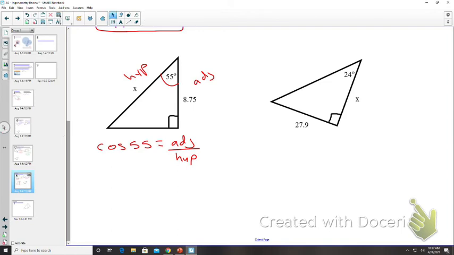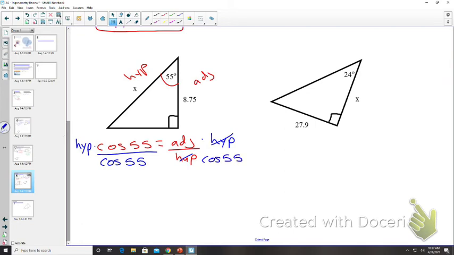I think this is where you may have gone wrong. Did you get 5 point something? Yeah. So we need to multiply both sides by the hypotenuse. But we are isolating for the hypotenuse, so what must we do now? Divide by cosine. That's right. So now we get hypotenuse is equal to the adjacent, which is 8.75, divided by cos 55.